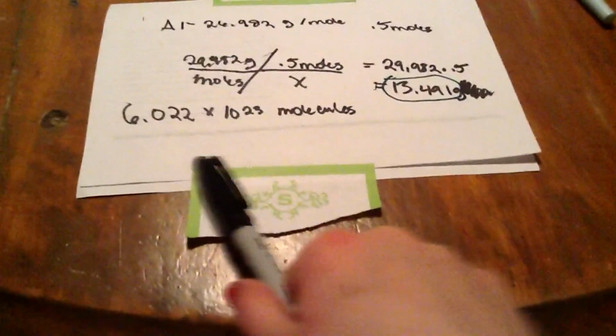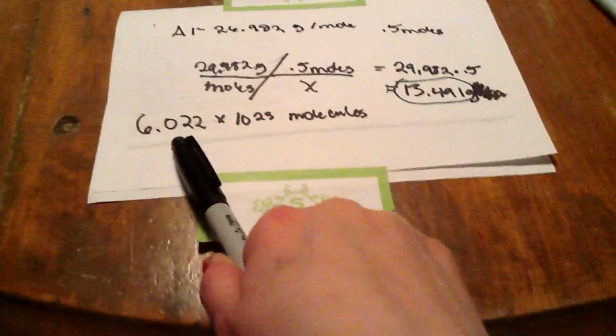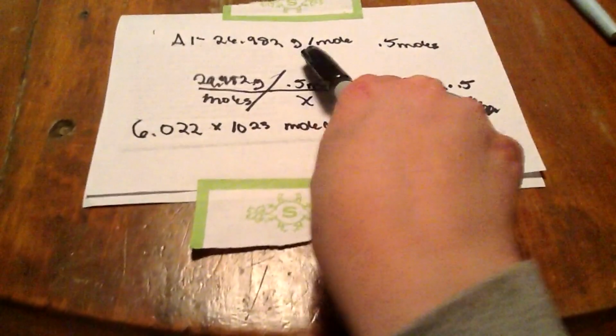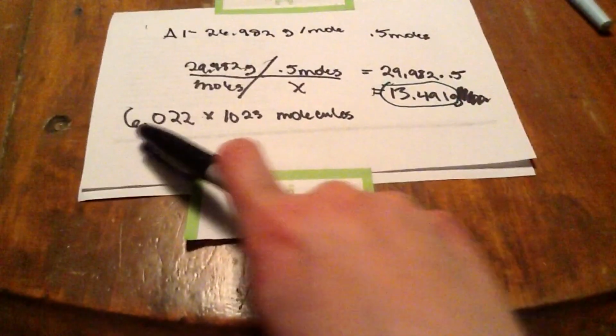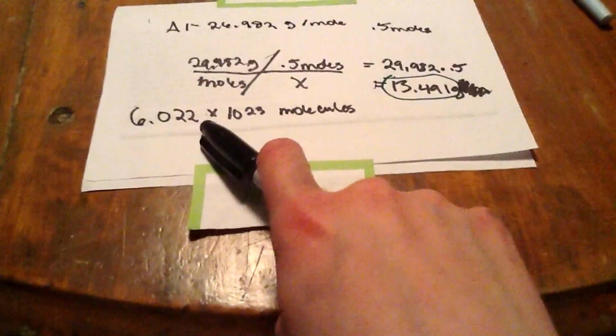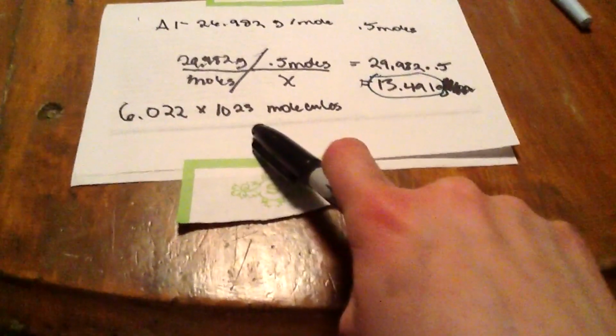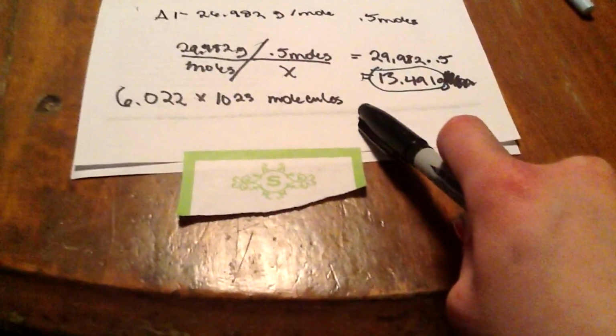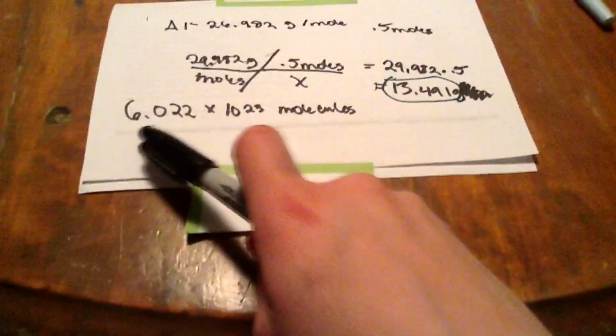So this means that for every mole of aluminum, so for every 26.982 grams of aluminum, there are 6.022 times 10 to the 23rd molecules of aluminum. So there is 6.022 times 10 to the 23rd atoms of aluminum.